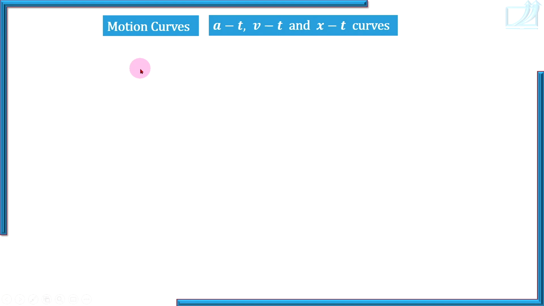Hello, motion curves. In this lecture, we'll study if one of these three curves is given, then how to draw the other two curves: acceleration time diagram, velocity time diagram, and position time diagram. Now, before we start drawing these curves, you must know all these points. Pause the video and note down these points.